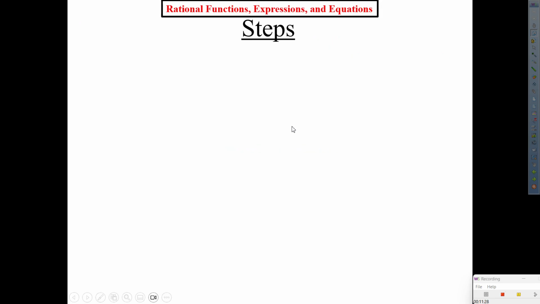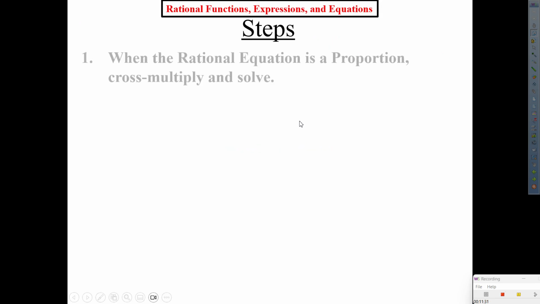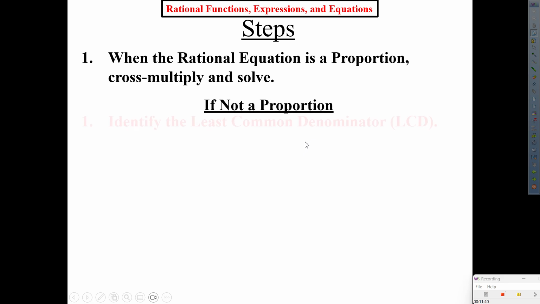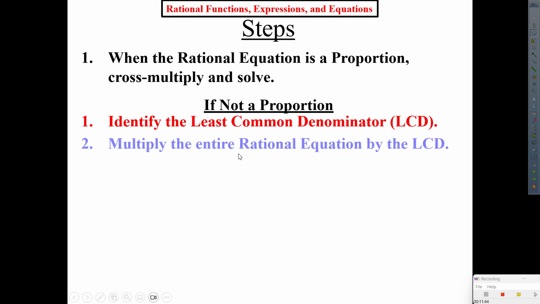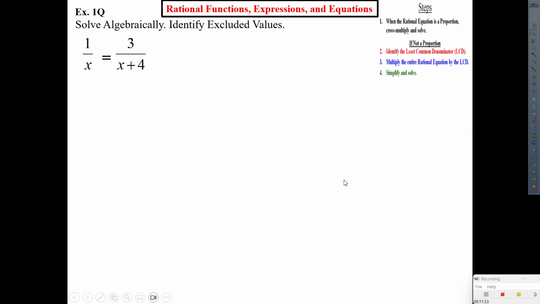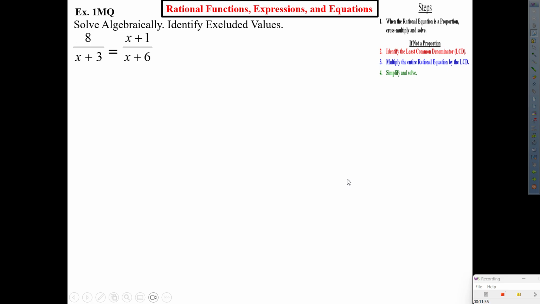Then I gave you guys some steps to follow. First step, if the rational equation is a proportion, you cross multiply and solve. If it's not, then you follow the following steps. Find the least common denominator, multiply the entire equation by the least common denominator, and then simplify and solve. So yesterday we did this one, this one, this one, this one, and that one. That's where we left off.